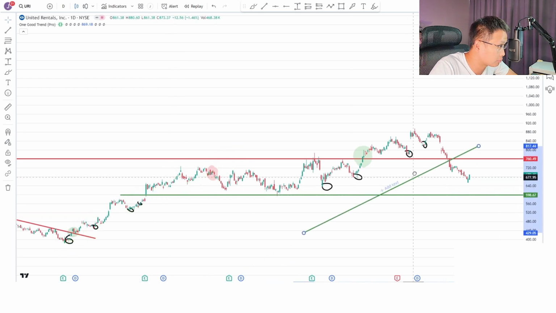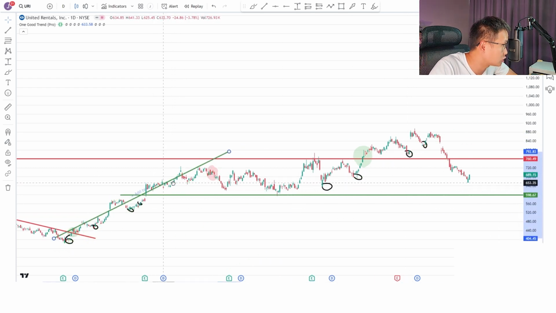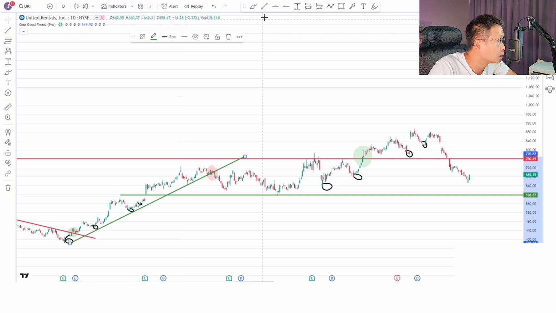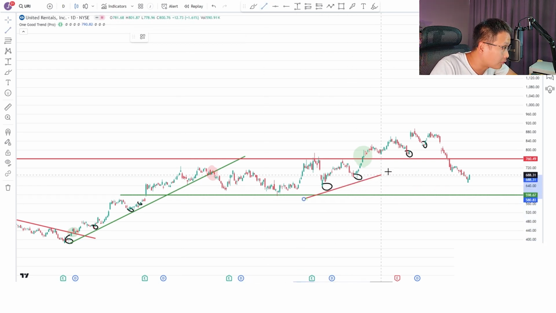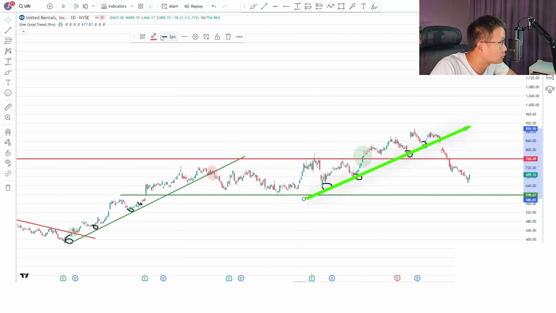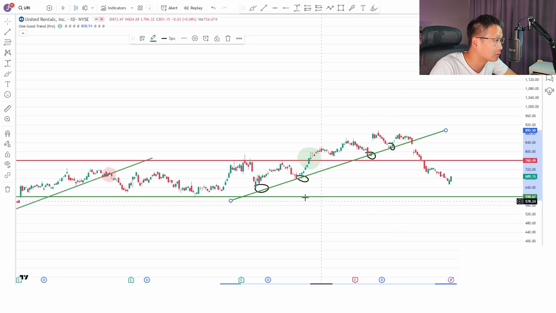This is by drawing a line, same thing like what we see in this green line over here. Maybe it's about the same, but let me just draw another one. That would be a line that connects the lows. Let me just put it in green color because that's a channel support. So you see it rebounded.